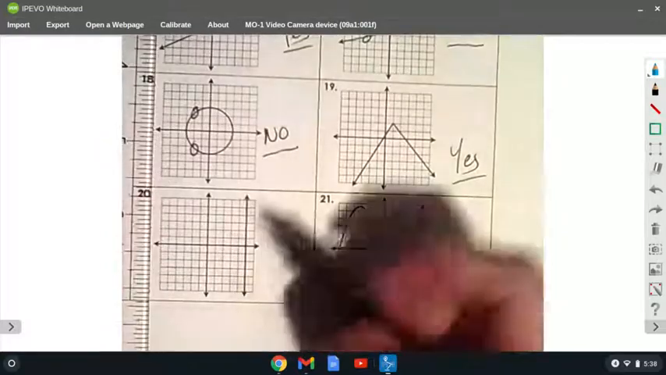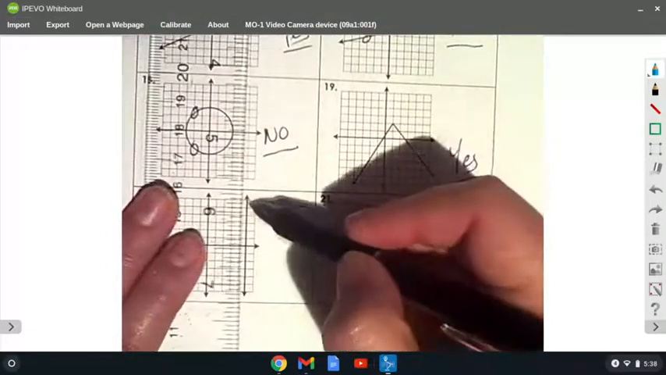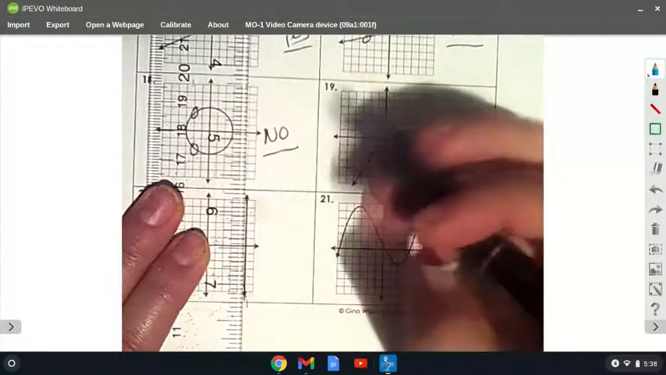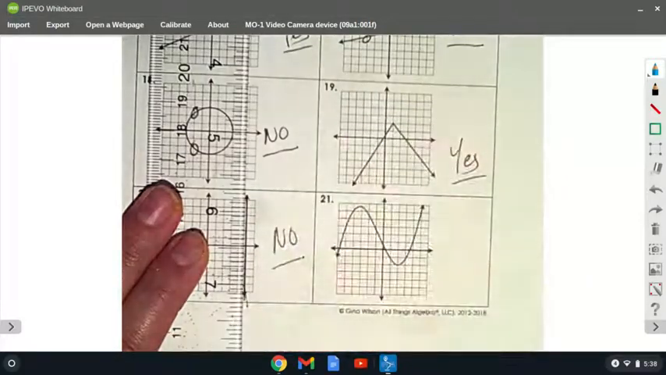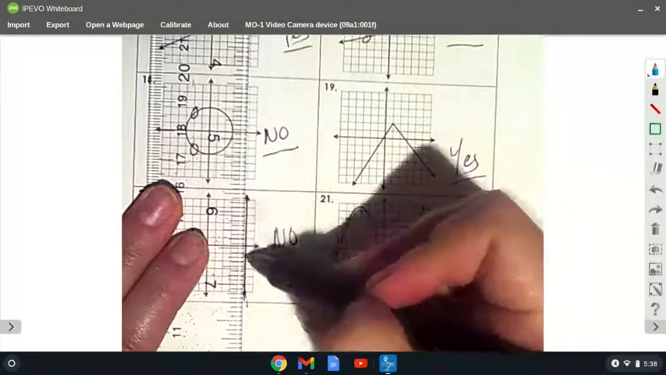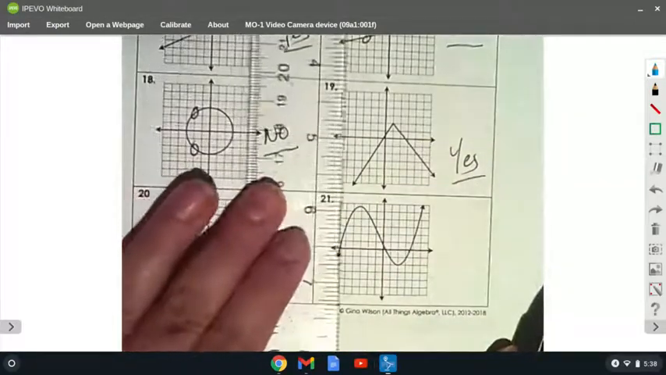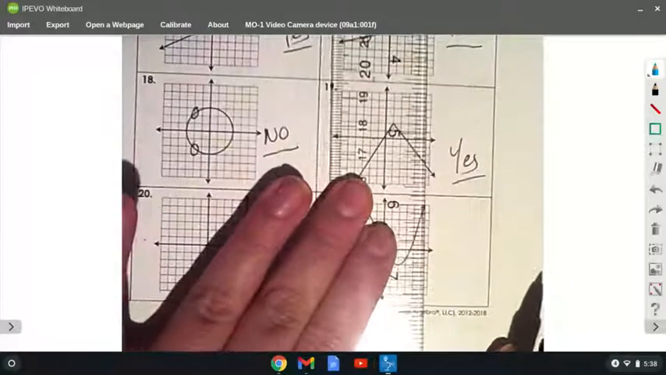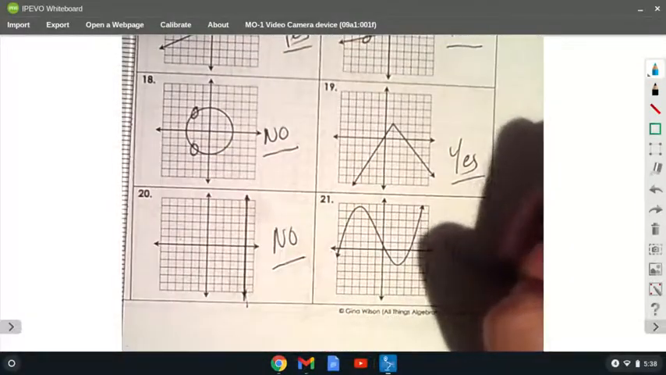This one, this is my line right here. And if I put my ruler there, it actually touches it everywhere. So this is definitely not a function because I have multiple x values. If I drag my ruler across here, I don't seem to have any double x values. So this is a function.